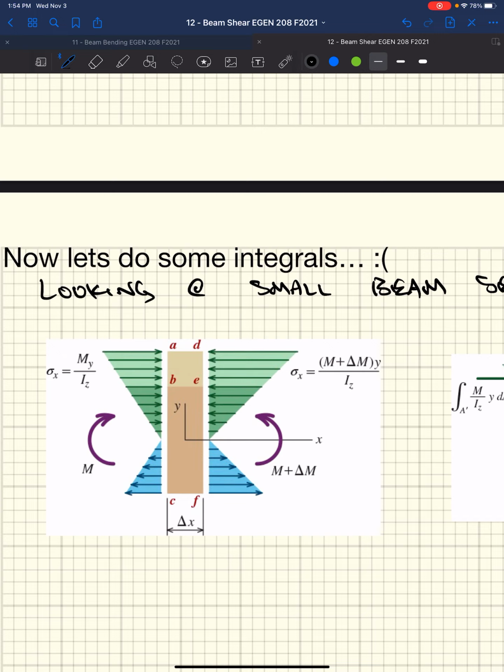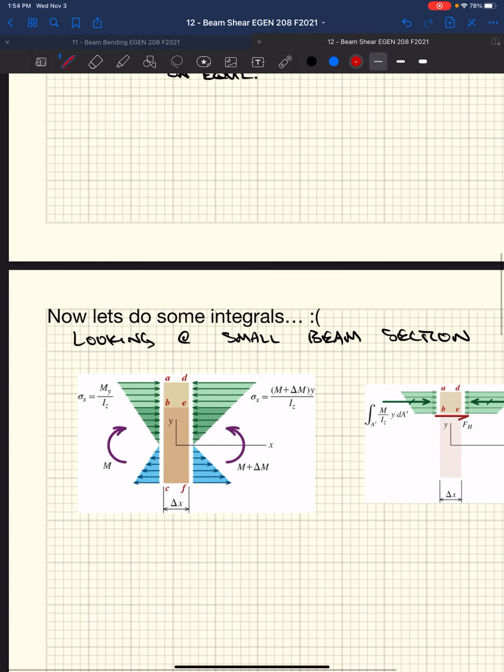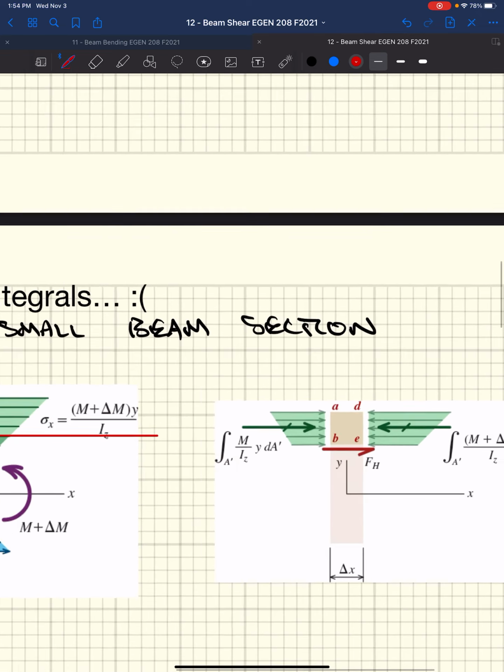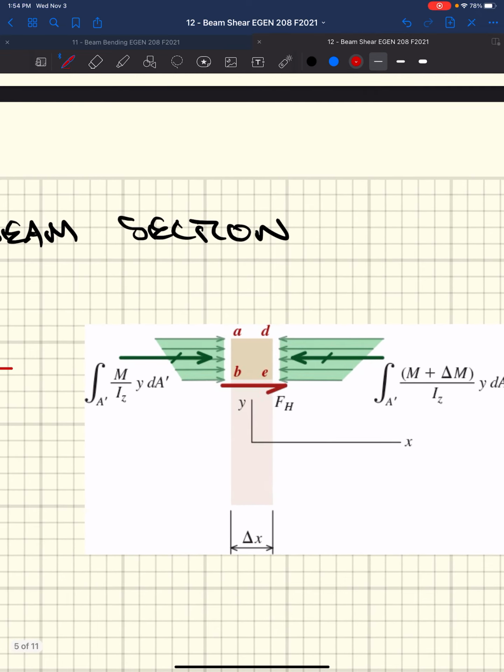Okay? So we are going to look at cutting. Just love to cut around here. We're going to cut this beam horizontally at this ABCD, or ABED, sorry, ABED block. Similar to what we've done already, where we cut our section. In this case, though, we're going to look at what's going on with the section above.